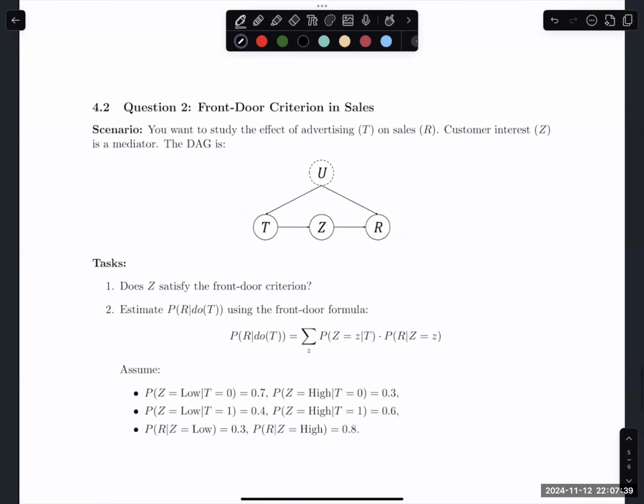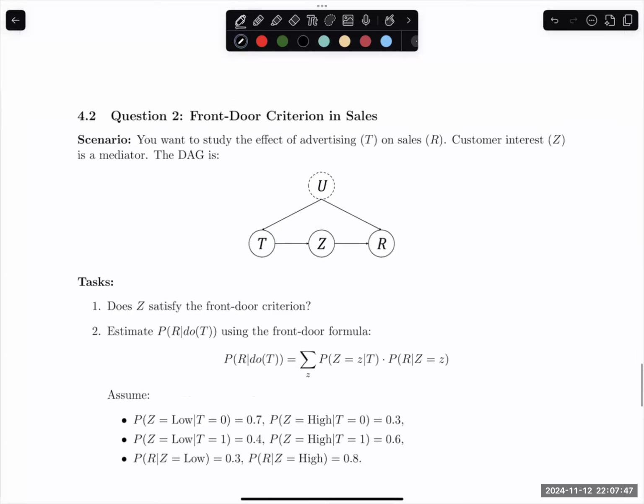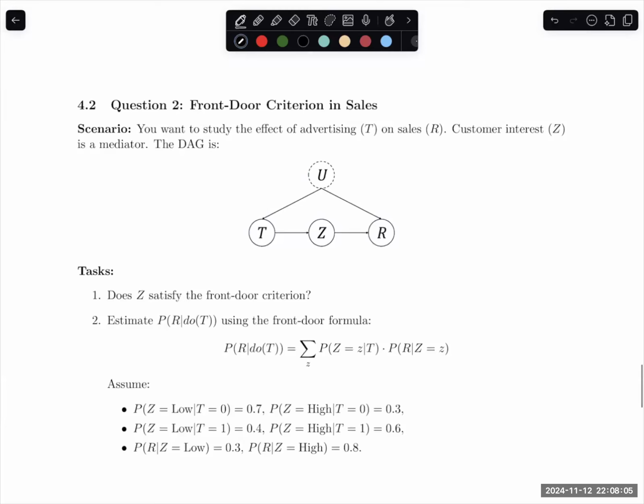Okay, so the second one is an example for the frontdoor criterion. We're using the same scenario, which is we want to study the effects of advertising on the sales, but we have a mediator, which is customer interest, that's between the advertising and the sales.